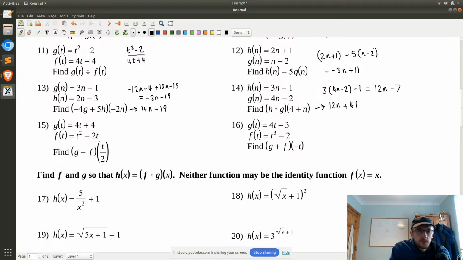Function g take away function f, well, that would be that one. And now we have to plug in t over 2.